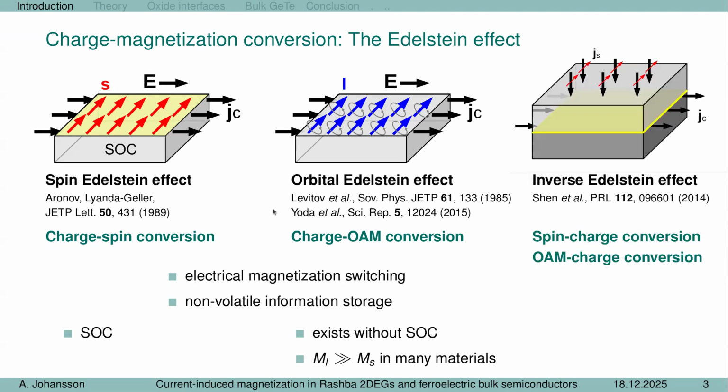There's also a third Edelstein effect, the so-called inverse Edelstein effect, which is the reciprocal of the direct Edelstein effect. Here you inject a spin current into your system, for example, into this interface, and this is then converted into a pure charge current, which can be detected quite easily experimentally. And since the direct and the inverse Edelstein effect are reciprocal, we can also compare the corresponding conversion efficiencies, at least qualitatively, which will be important later in this talk.